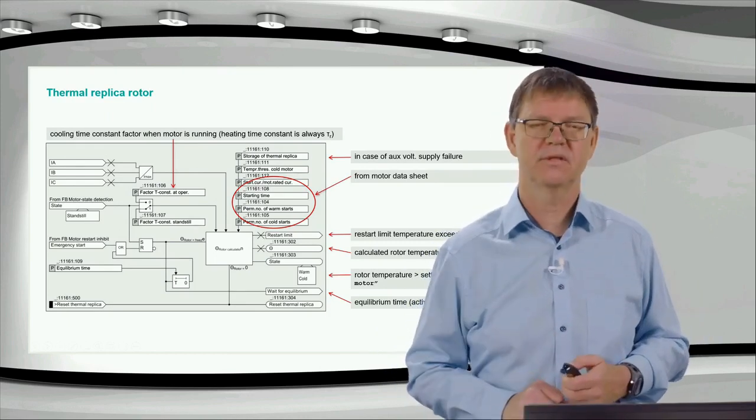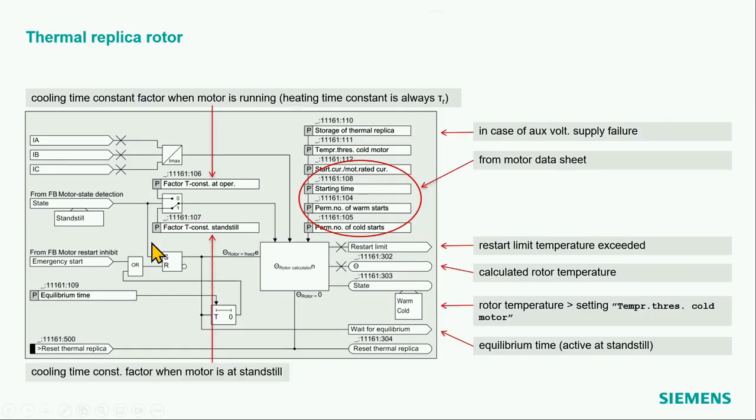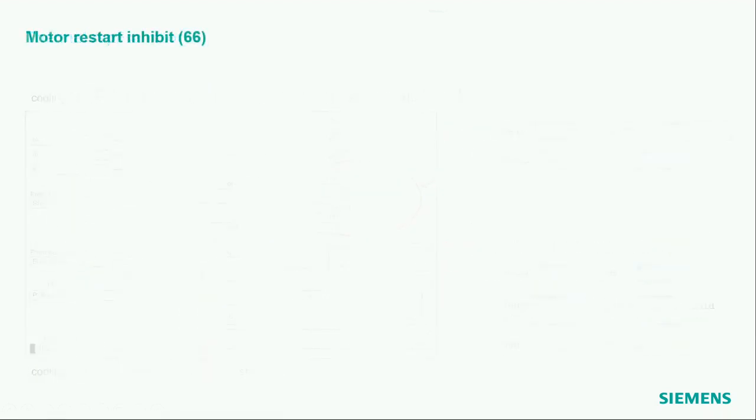So when the current is there, the starting current is there. And then we have another factor here. This is when the motor is at standstill, assuming that then the ventilation is not there, so the power that can go outside of the rotor into the ambience is smaller. So it takes a longer time for the cool down when the motor is at standstill. So also here we have a factor. We'll come across that later. I don't know by heart now what this factor is.